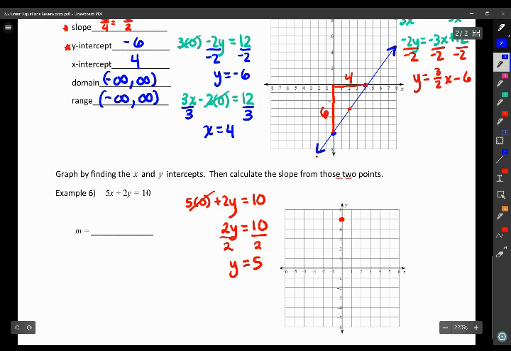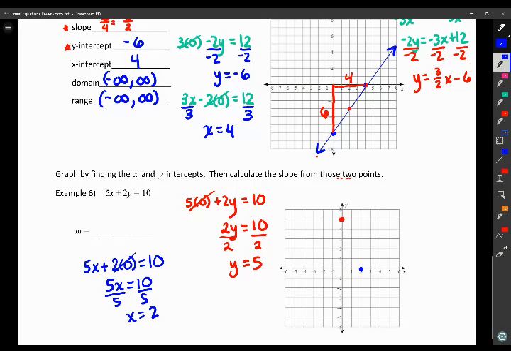And then we're going to take the same equation, but this time we're going to have y be 0. So we're going to go 5x plus 2 times 0 equals 10. Again, this goes away. So we have 5x is equal to 10. We divide both sides by 5, so we get x is equal to 2. And so those are our 2 points. And then they're saying, well, you can find the slope by calculating the slope with those 2 points.